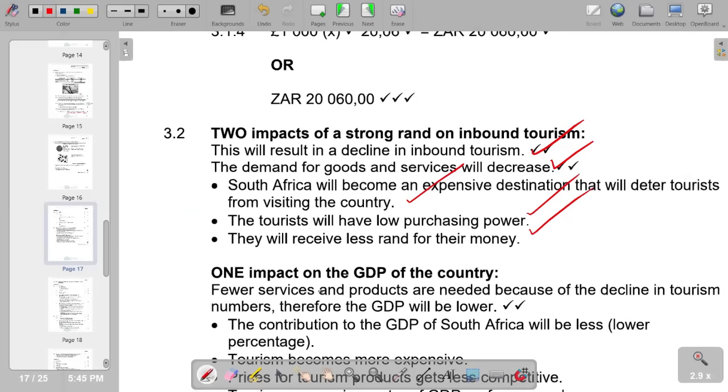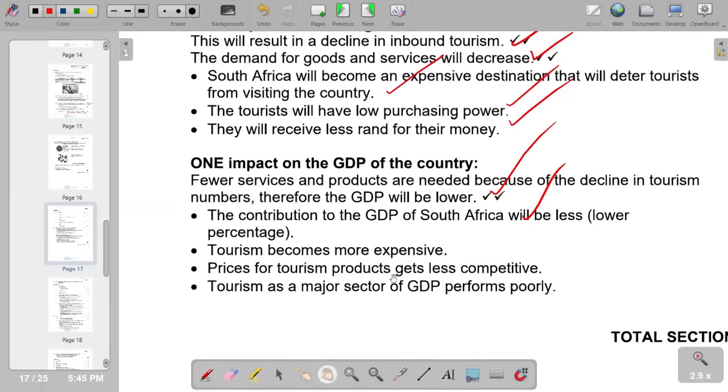Then impact on the GDP of the country. Obviously, the GDP is going to be negatively affected. We're going to see a reduction of the GDP. Fewer services and products are needed because of the decline in tourism numbers. Therefore, the GDP will be lower. The contribution to the GDP of South Africa will be less, which is also correct. And then tourism becomes more expensive, and prices for tourism products get less competitive. So these are some of the impacts that we have on the GDP.